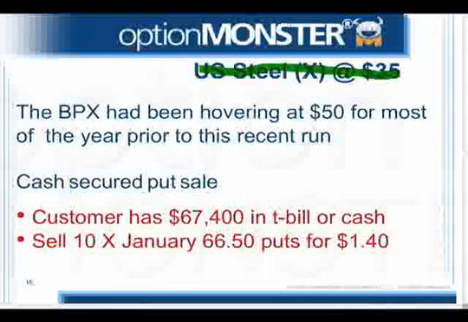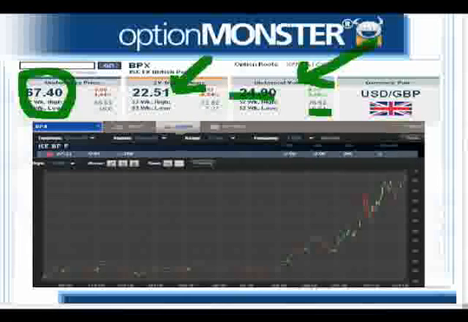Instead, the BPX hovered at 50 for most of the year, and then it made this big run up here to 67. If we still had a bullish outlook at that time, we could take a cash-secured put trade by putting cash in your brokerage account, whether it's T-bills or outright cash, and then sell the January 66.50 puts against it and collect $1.40.